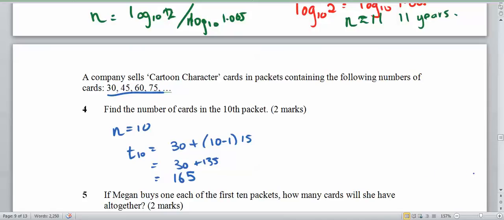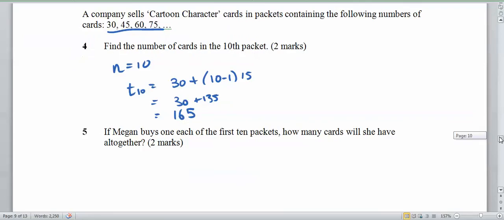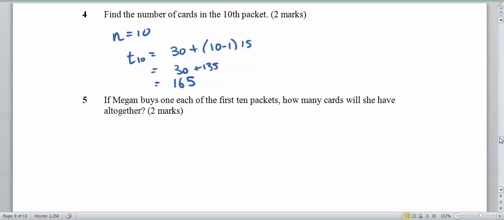If she buys one each of the first 10 packets, how many cards will she have altogether? This is a lot of the time where we started to struggle because we didn't realize what that meant. Well, if she buys the first packet, then the first packet contains, I think it was 30. Second packet's 45. So she's bought all of these packets. How many cards does she have?